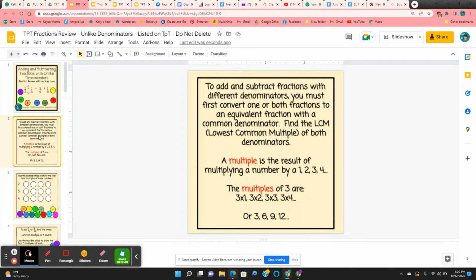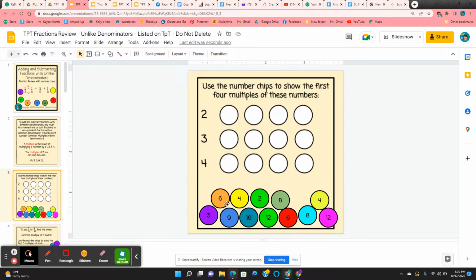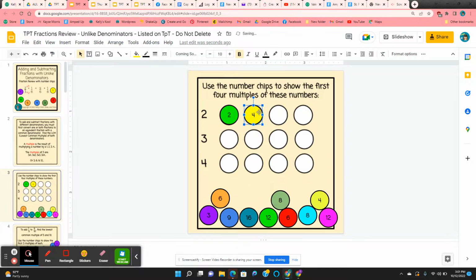You want to find the multiples of both denominators first. And they're going to get practice finding multiples first. All of these chips are going to be used in all of these white circles. First they're asked to show the first four multiples of each number. So it just would be 2. They click and hold on one of these chips and just move it into place. 2, 4, 6, 8, and so on.